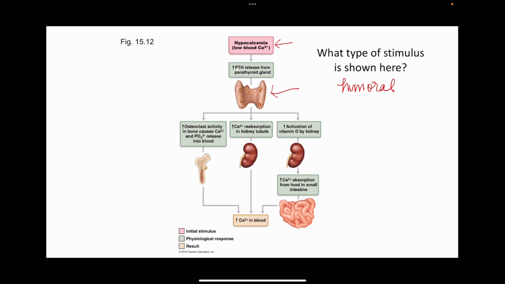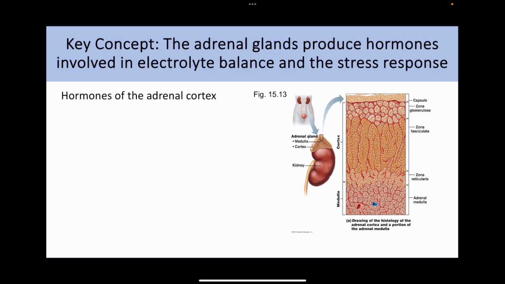Questions about that? That should be reviewed. So next we're going to move on to our adrenal gland. We'll start with the adrenal cortex and then we'll move to the adrenal medulla. The adrenal cortex is just the outside region of the adrenal gland. Just like with the cerebral cortex and medulla, cortex is the outer region, medulla is the inner region.